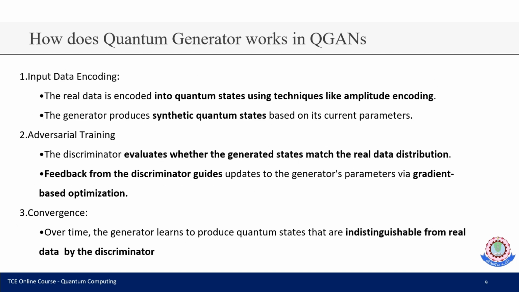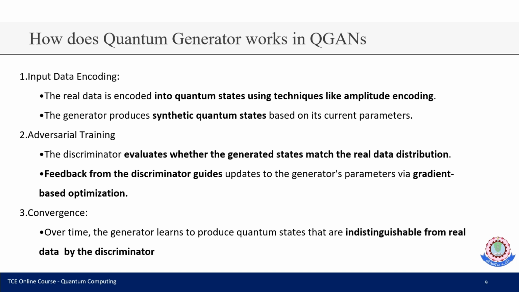How does this QGAN work? Input data encoding, adversarial training and convergence. In input data encoding, real data is encoded into quantum states using techniques like amplitude encoding. The generator produces synthetic quantum states based on the current parameters.